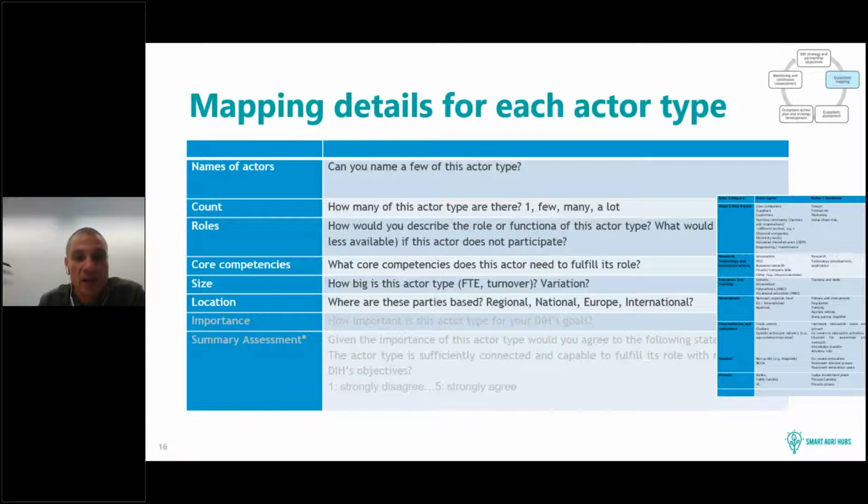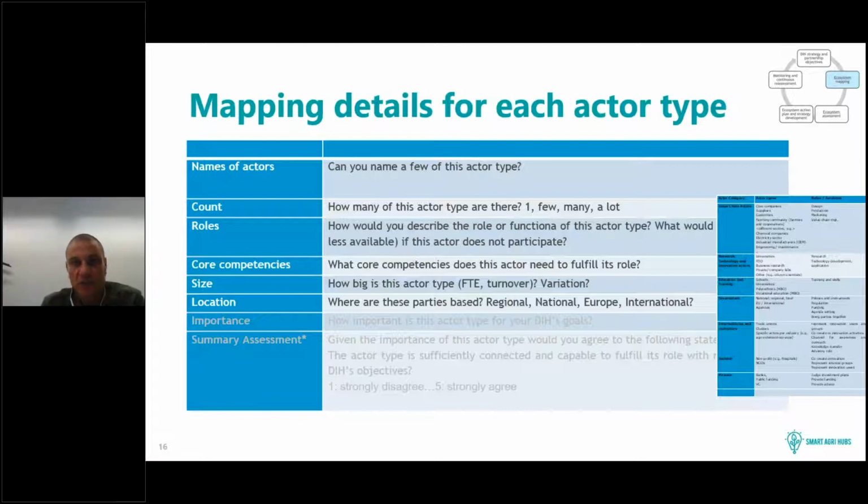Can you provide a count? Are there one, few, many, or a lot of those actor types? What type of roles do they play in your ecosystem? What core competencies does this actor type fulfill? Are these type of actors big? Are they small in terms of employees or turnover? Or is there a lot of variation between them? Where are these parties based? Are they regional, national, Europe, or international?